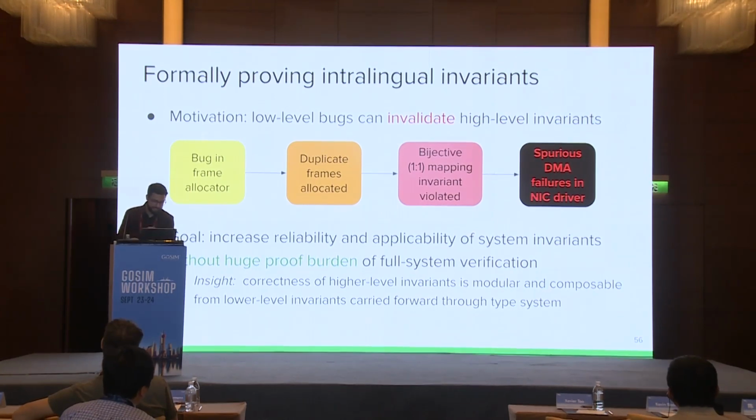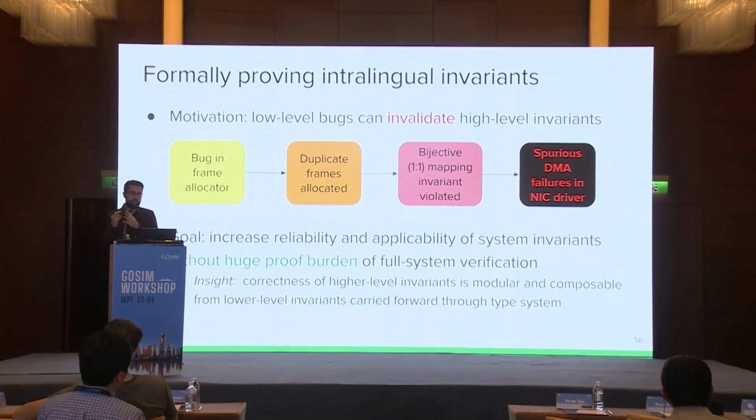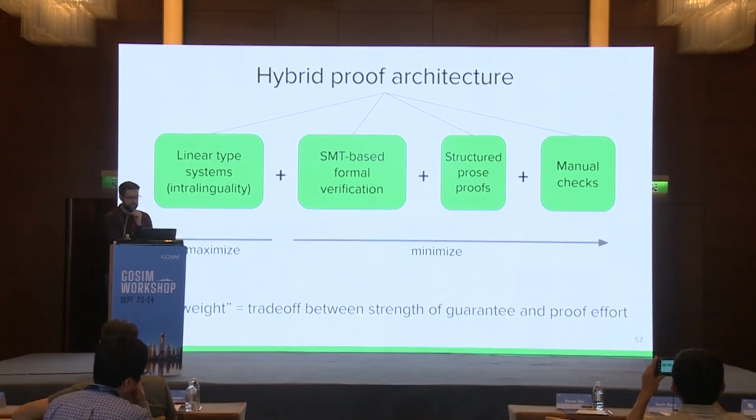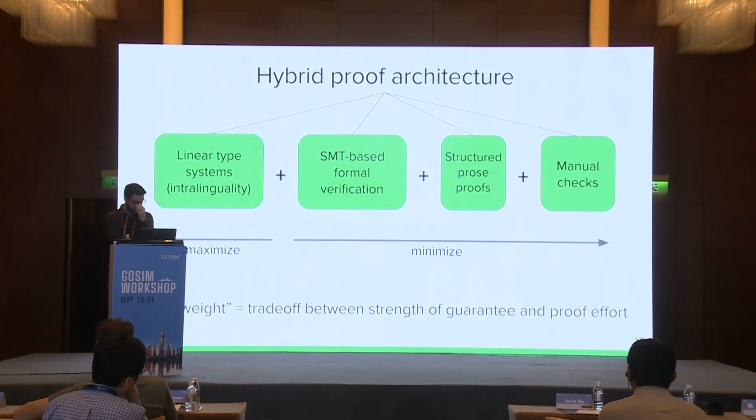So our key insight here is that the correctness of a high-level invariant, for example, bijective mapping, is modular, and it can be composed from a series of lower-level invariants that get carried forward through the type system. And most importantly, we can leverage Rust, the Rust compiler, to help ensure that those invariants are carried through types correctly, because it's type safe. So we adopt a hybrid proof architecture, and I'm not going to get into this in too much detail because it is not yet open sourced, but you can look for it in an upcoming conference, which I'll detail in a second.